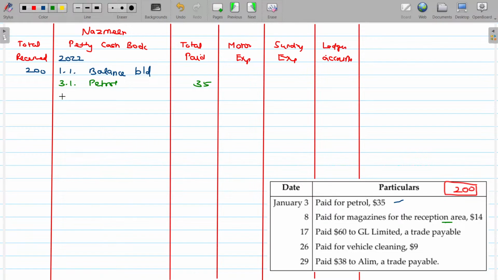On 8 Jan, magazines purchased, $14. Paid $60 to GL Limited, GL ledger account, right? On 17th Jan, payment made to GL Limited. The value being $17. Paid for vehicles cleaning, 26th January, vehicles cleaning.